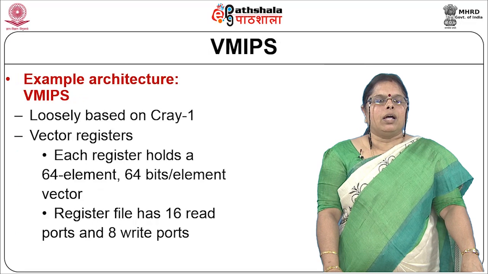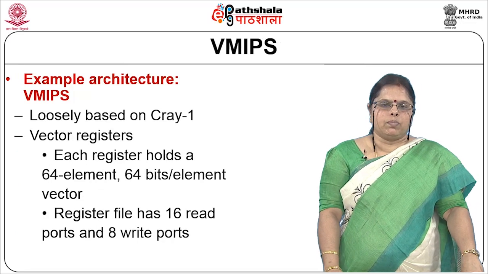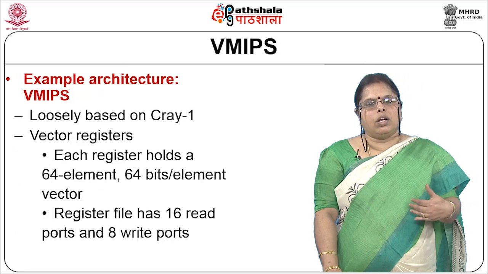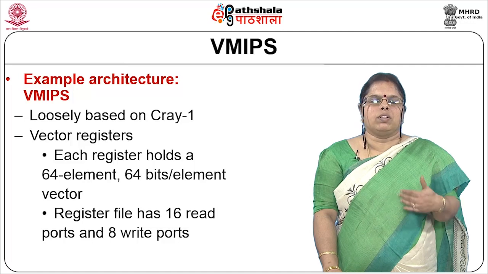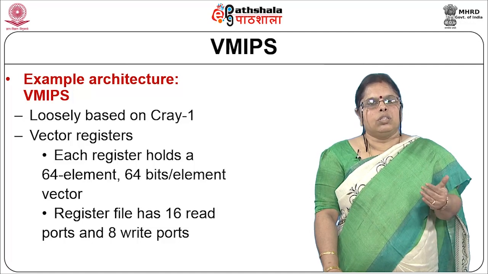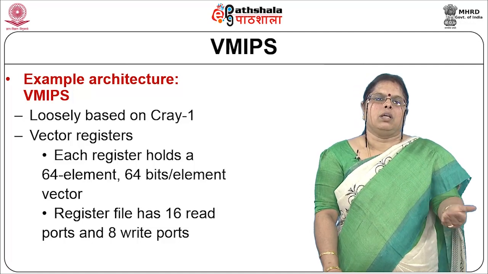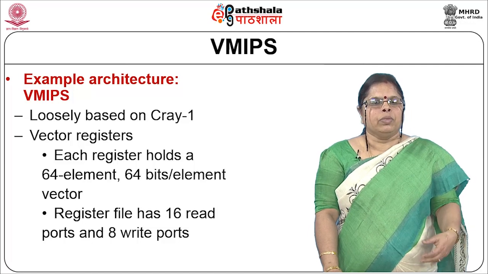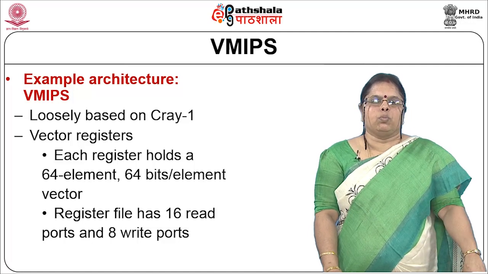The example architecture that we are going to look at is the VMIPS architecture. We have already had a lot of discussion on the MIPS architecture. This VMIPS architecture is a vector implementation of the MIPS architecture. It is loosely based on the Cray-1 supercomputer.